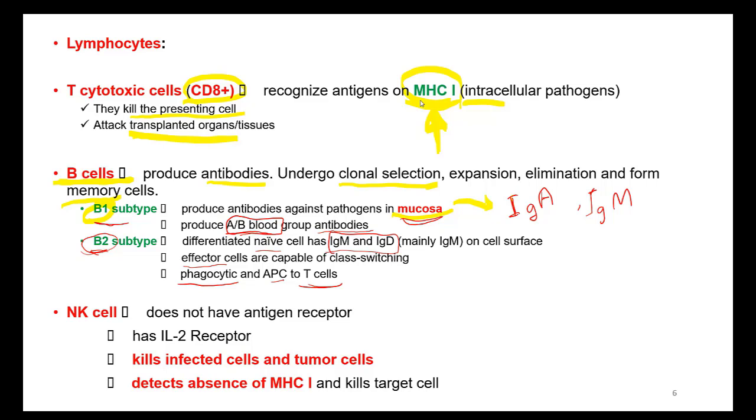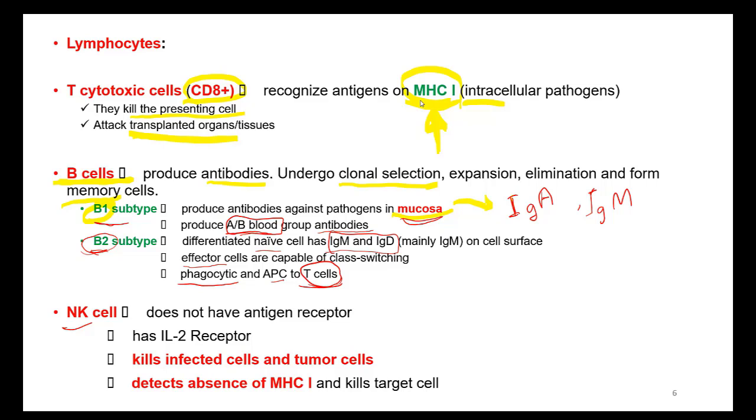But if this T cell is not naive, if this T cell is, for example, a memory T cell, then your B2 subtype can activate the T cell that has previously seen an antigen and has previously been activated. Okay? All right. So then here you have your natural killer cell.